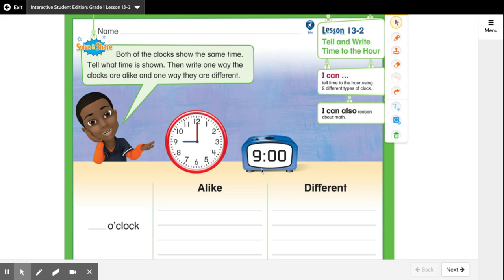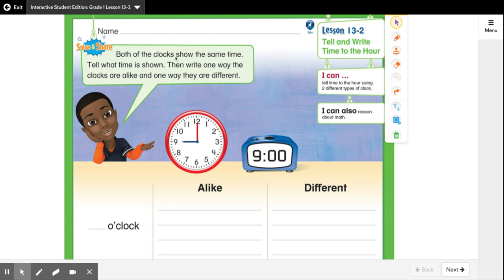All right, so here's the first kind and here's the other type of clock. So this type of clock, first grade, is called the analog clock. Okay, repeat after me, analog. Okay, great job. This clock is called the digital clock. Can you say digital? All right, awesome job.